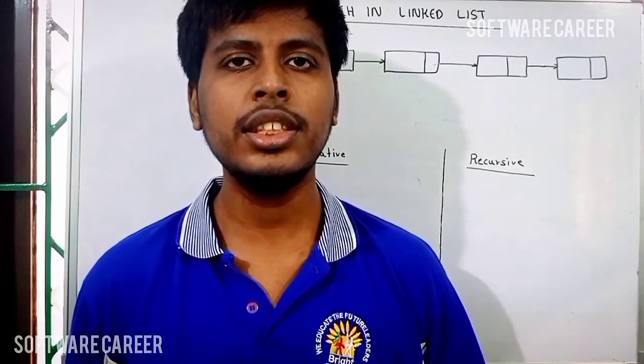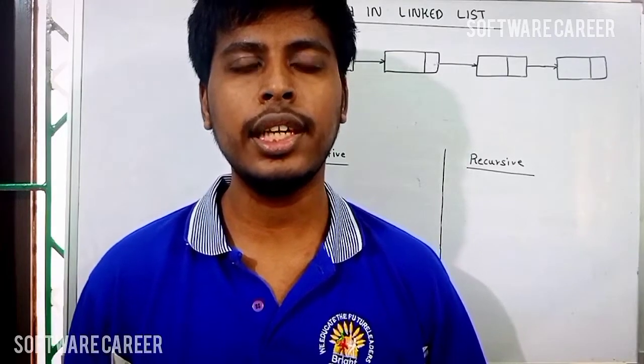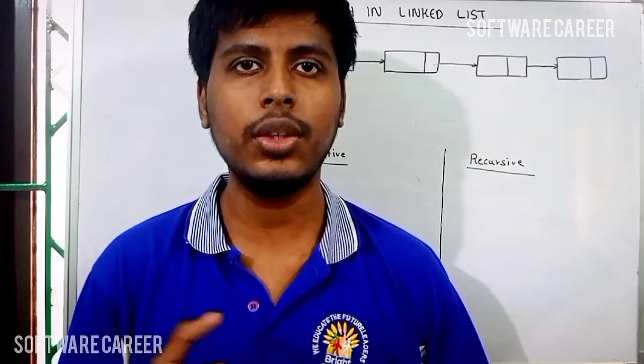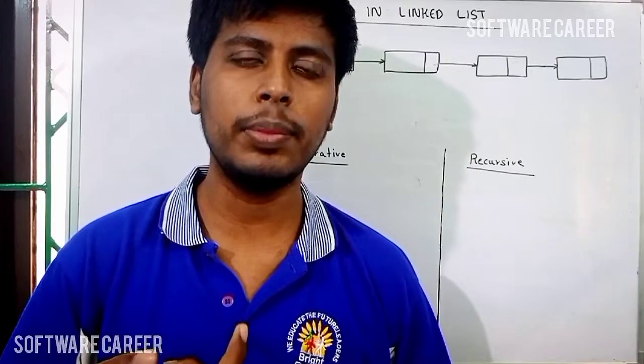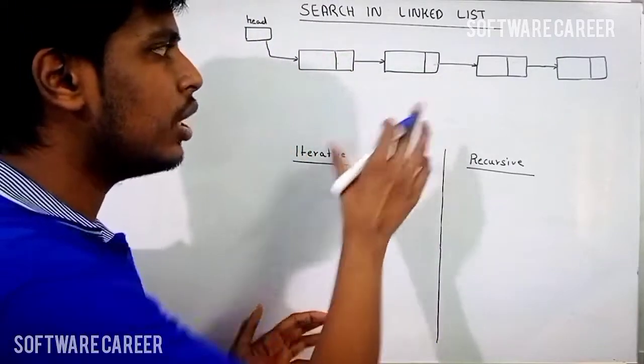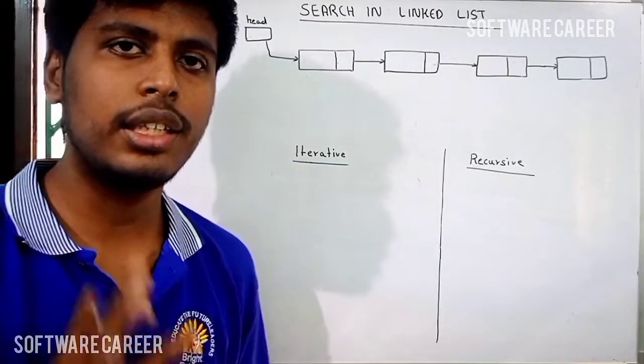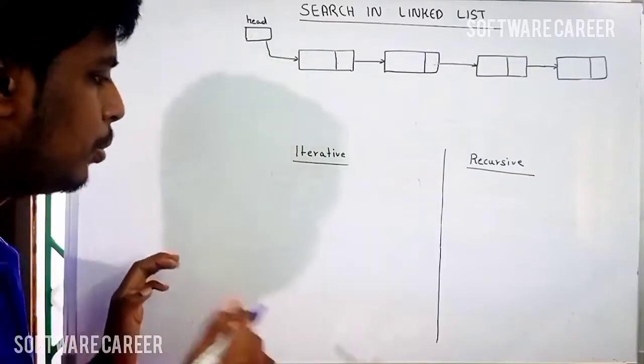Hello everyone, in this video I am going to teach you how to search an element in a linked list. Before, I have taught you how to search an element in an array. Now let's see it in a linked list. There are two techniques of searching: one is linear search and the other is binary search. In an array you can do both, linear and binary. But in a linked list you can't do binary search. Only linear search is possible. Why? Let's see.